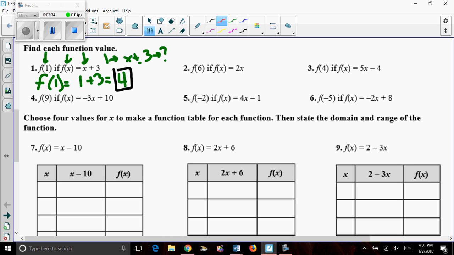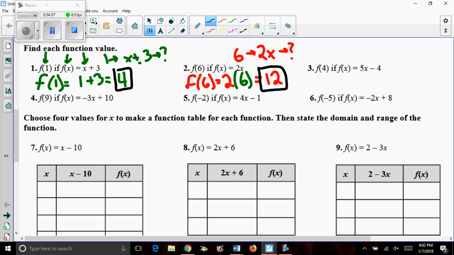Let's take a look at that again. In number 2, it says f of 6. The function with the input of 6. So 6 is being plugged into 2x, and I want to know what is the output? F of 6 equals 2, but instead of 2 times x, it's 2 times 6, and that is 12. Therefore, when I put 6 in as my input, the rule gives me an output of 12.